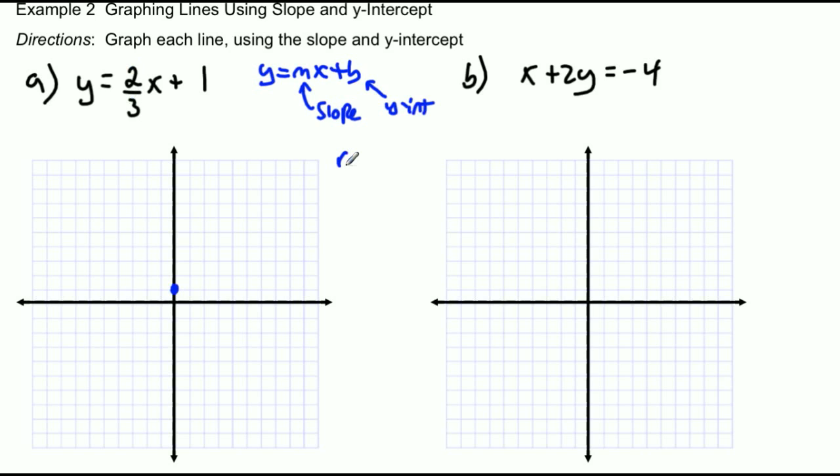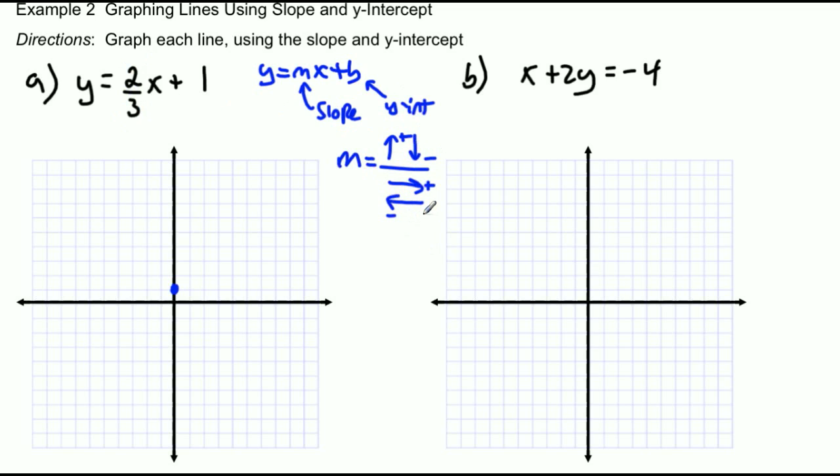Again, when we look at the slope, the top number tells us to go up if it's positive and down if it's negative. And then we go to the right 3 if it's positive, and then left 3 if it's negative. So depending on the sign, that's how you know if you go up or down. And then depending on the sign in the denominator, that tells you if you go left or right.